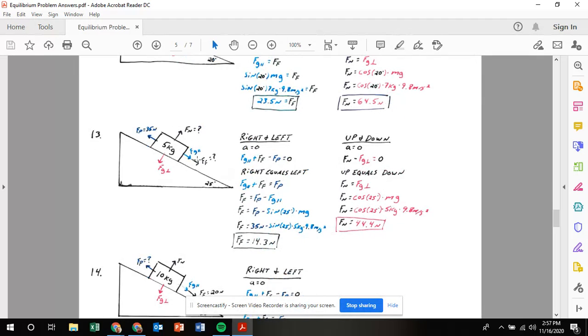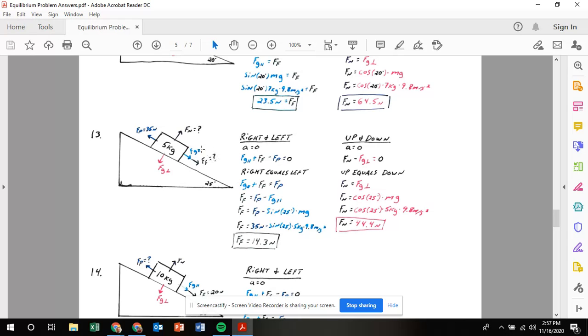In problem 13, we now are pushing it up to the left with a force of 35 newtons. Force of gravity parallel goes down the hill as always. Gravity perpendicular goes into the hill as always. Normal force is up out of the block as always. And because I'm pushing it left and there is friction, if it's sliding left, friction must be going to the right. We're trying to find what friction is.